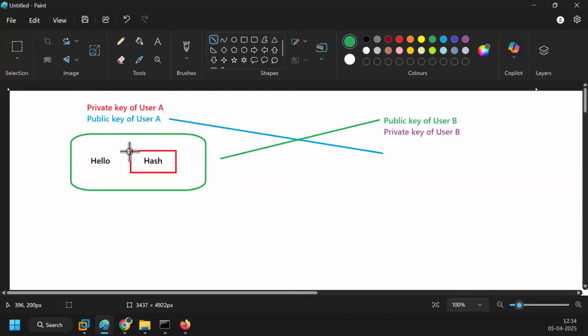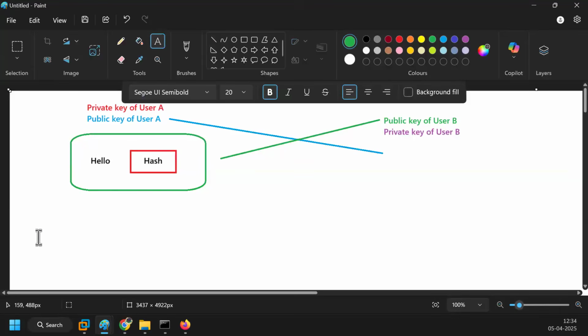Then he is going to encrypt the whole hash. He is going to encrypt the hash with his own private key. Now, whenever we are talking about asymmetric encryption, we have a rule. Any message that has been encrypted with the private key should only be decrypted with the public key. And any message that has been encrypted with the public key should be decrypted with the private key. We are not using the same keys. We are using the vice versa.